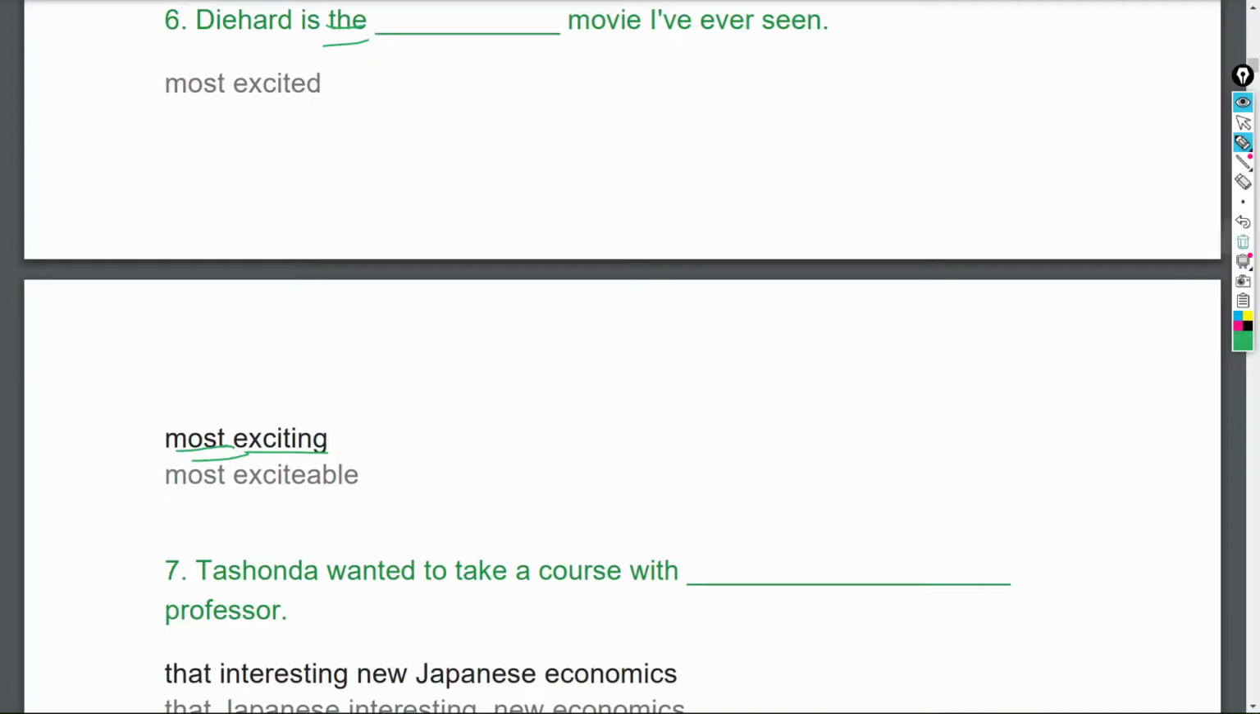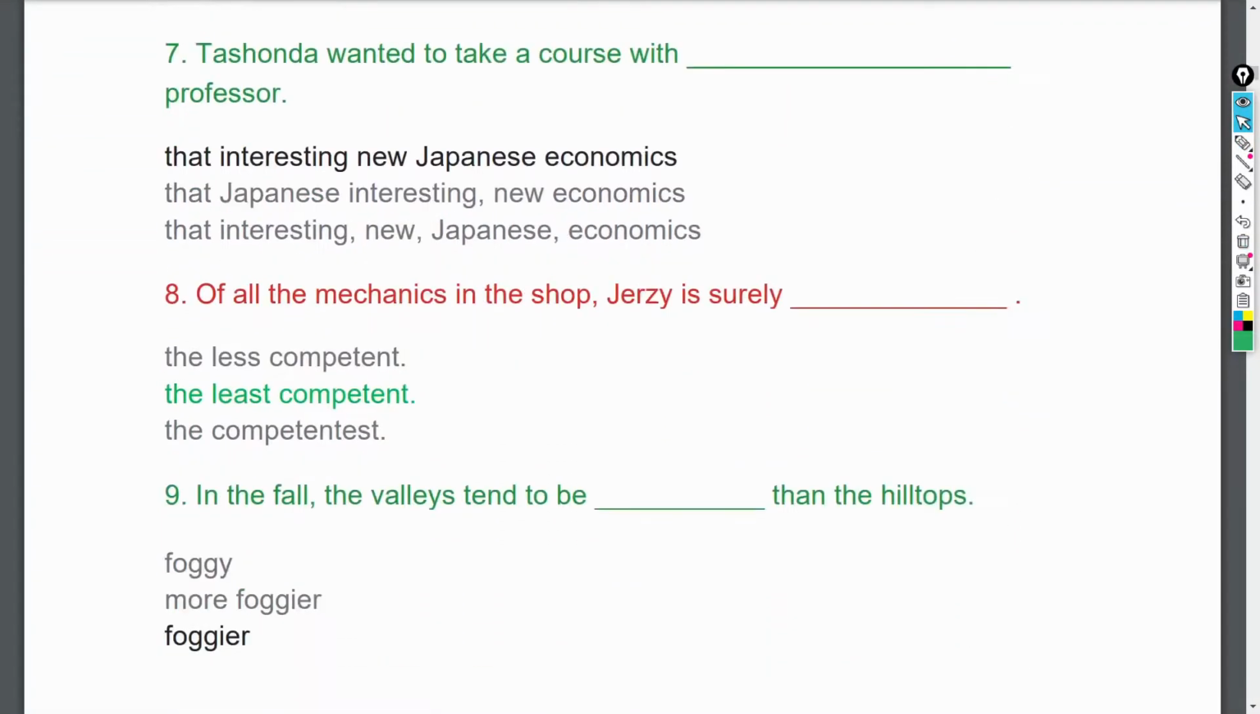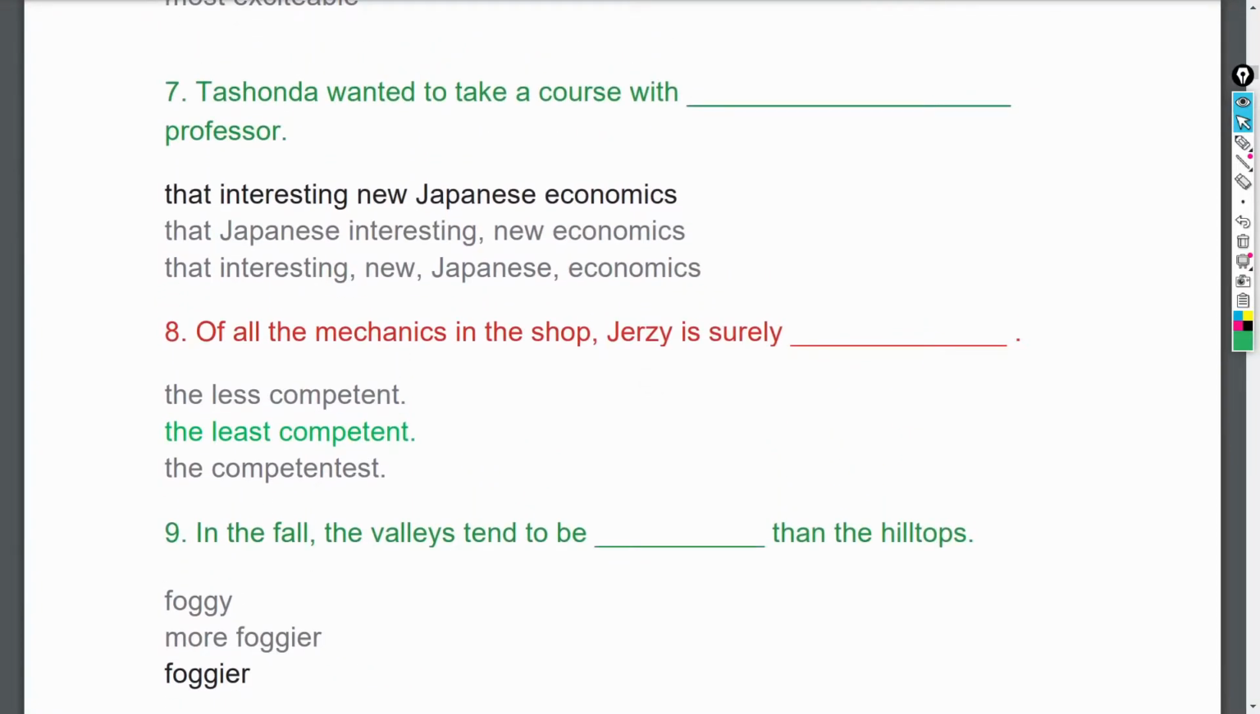Number 7. Let's come to number 7. Shonda wanted to take a course with the best professor. तो इसमें देखते हैं, that interesting new Japanese economics professor. That Japanese interesting new, ये भी मतलब क्या है? This is also the cumulative type of the adjective, and therefore there will be no comma, and the interesting will come first, and then the next, and the subject will come after them. Therefore the first option, that interesting new Japanese economics professor, is the correct answer. Let us go to the next one.